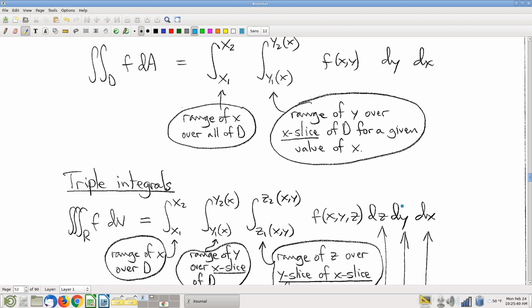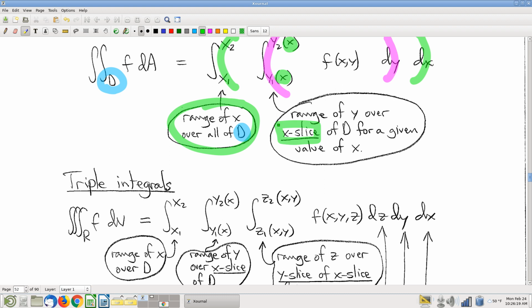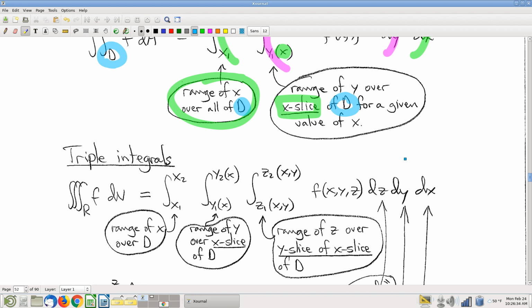With double integrals, you look at your domain. The x integral has bounds that come from the range of values of x on that domain. No surprise. And then when you look further to the inside, if you want to know what the bounds on the y integral are, the y bounds are going to depend on x. It's the range of values of y, but specifically, it's the range of values of y on that x slice, specifically for that value of x. Not on the whole domain, not on all of D, but just on that x slice of the domain. Okay, so that pattern's going to continue. We have a domain.